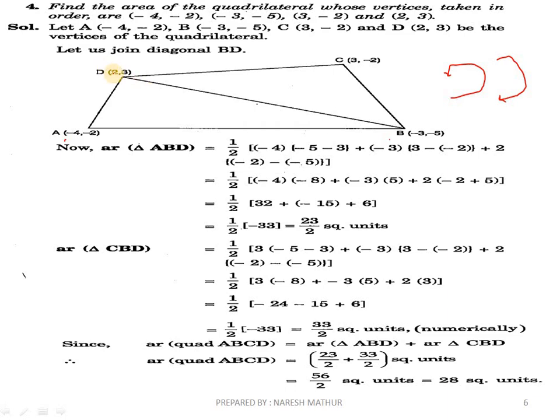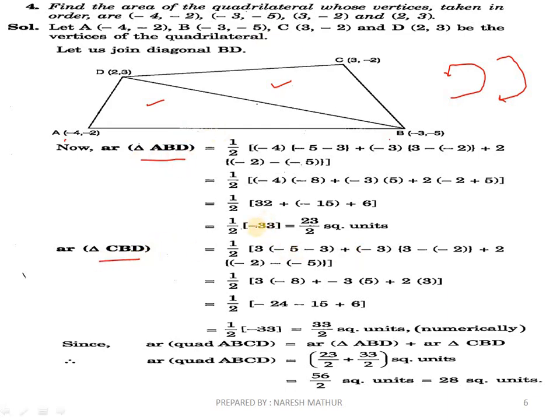Alright, so we have a quadrilateral. What we are doing, we are just joining B and D and making a diagonal, so we can divide this quadrilateral into two triangles. As we don't have a direct formula for finding the area of a quadrilateral, we are just dividing it into two triangles. Now we can find the area of these two triangles separately.